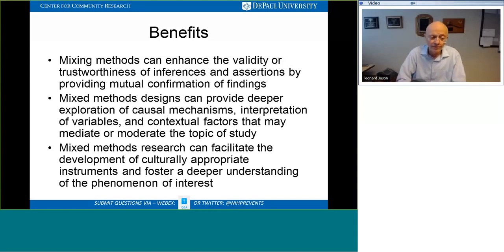Mixed methods research can facilitate the development of culturally appropriate instruments and foster a deep understanding of the phenomena of interest. Clearly, our epidemiology study helped us understand the magnitude and the distribution of this illness on a community-based sample that was unbiased by health-seeking behavior, but to really understand some of the themes and the issues of the individuals who had this illness, the qualitative interviews gave us themes that resonated with us so that we could understand the experience of the illness, not just the magnitude of the disability that those individuals were experiencing.